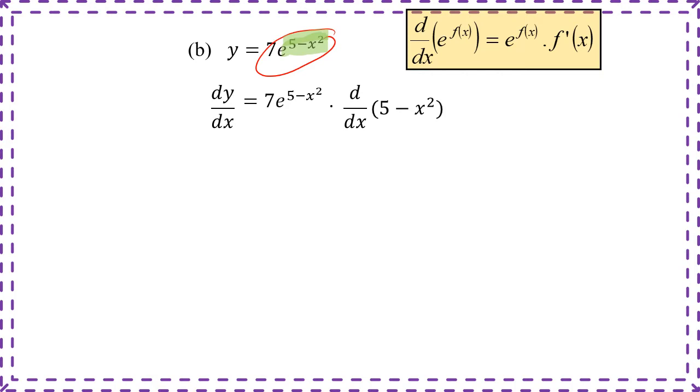What do we get? So differentiate 5, we get 0. Differentiate x squared, we get 2x. But here we have negative, so it will be negative of 2x. And then simplify everything. For the answer, don't forget to multiply the 2 with 7. So it will be negative 14x e to the power of 5 minus x squared. So this is for B.